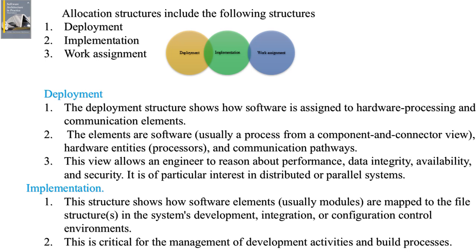Next, this allows an engineer to reason about why it has to be connected. Either it is for data integrity, or for data availability, or for security. So that is going to be viewed by the engineer, meaning the software engineer. Next, implementation. This structure, implementation, is a relationship.